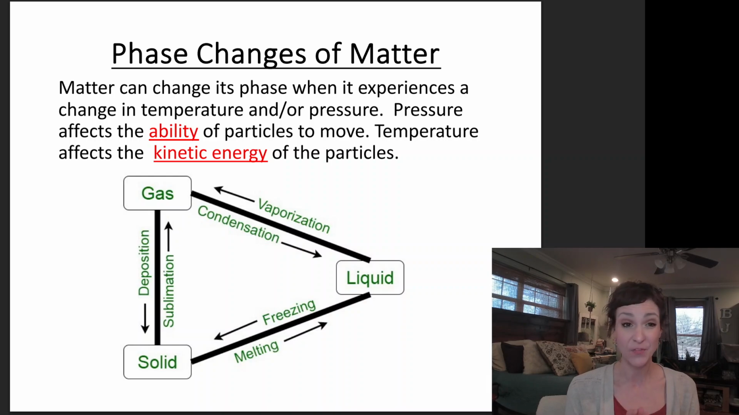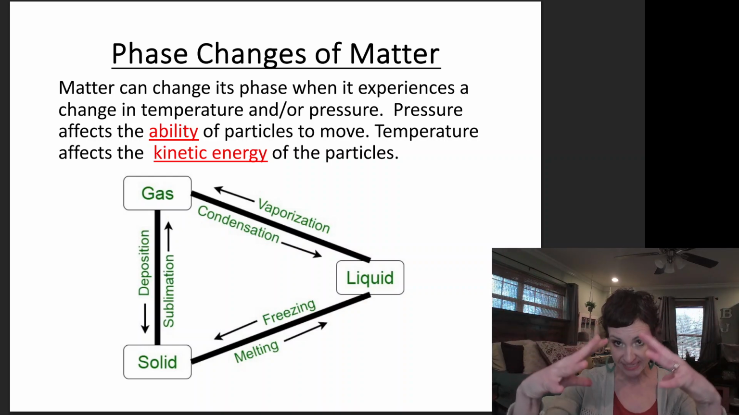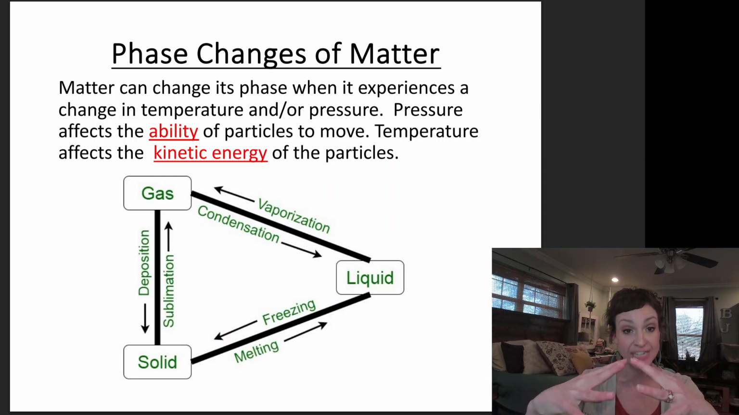This is also hopefully a review of the phase changes. Matter can change its phase when it experiences a change in temperature and or in pressure. So here I'm looking at 2 things that help change what state of matter I am in: temperature and pressure. Pressure affects the ability of the particles to move. If I apply pressure onto a sample of matter, I'm allowing it to compress, right? And if I'm compressing matter down, it's probably not going to move very well, right?